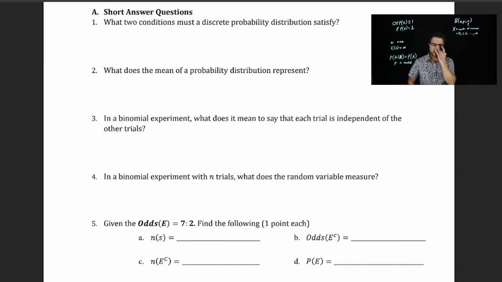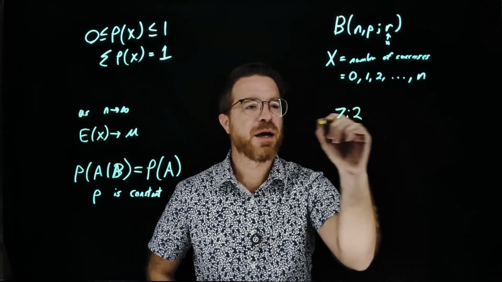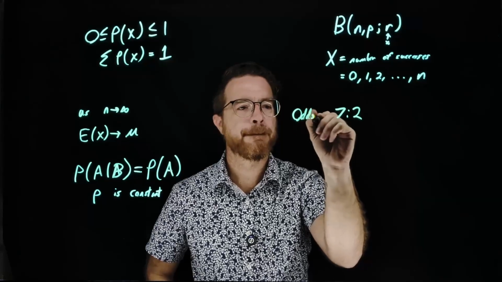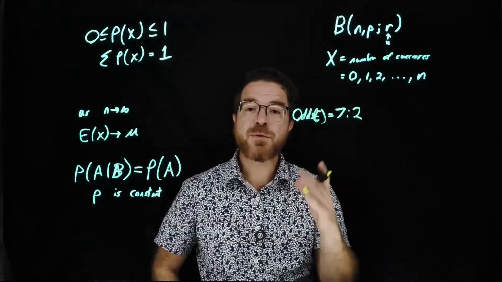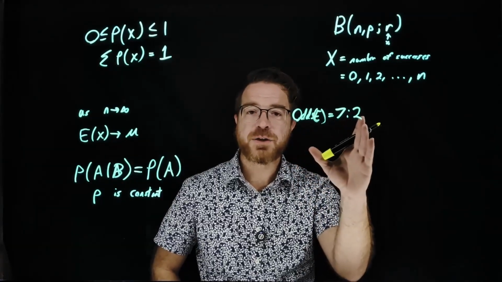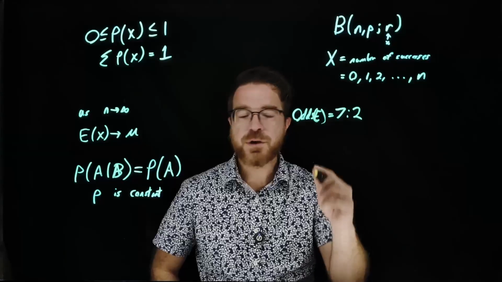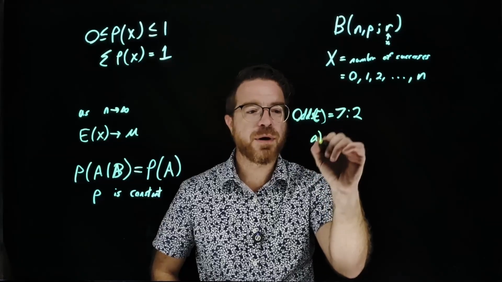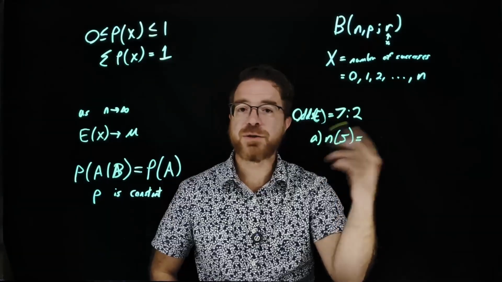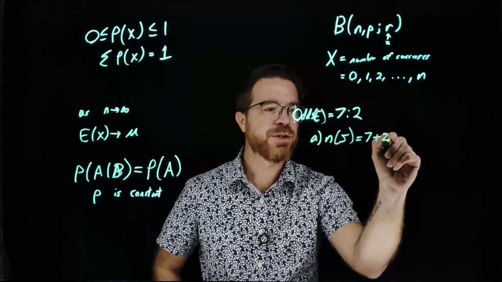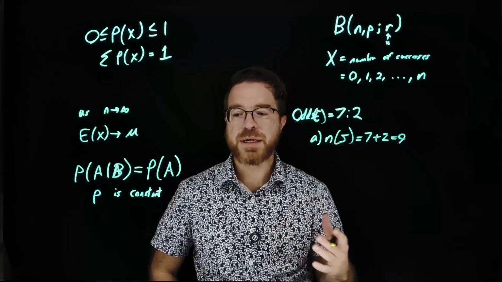Problem 5 says, given the odds are 7 to 2, so we have the odds of E are 7 to 2. Remember, odds are successes to failures. We want to know, first of all, what is the number of our total sample space? So in this case, you just take these 2 values and add them together, 7 plus 2, and we get a total of 9.